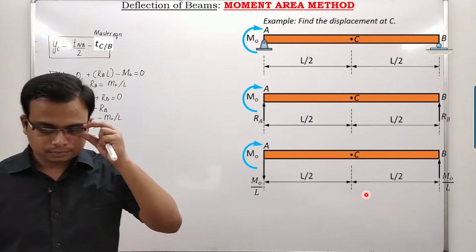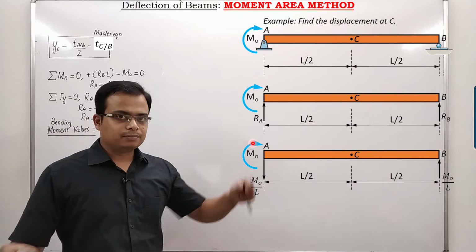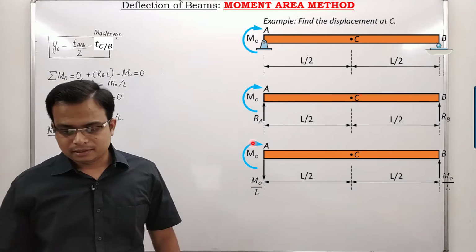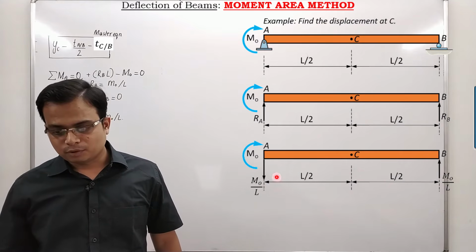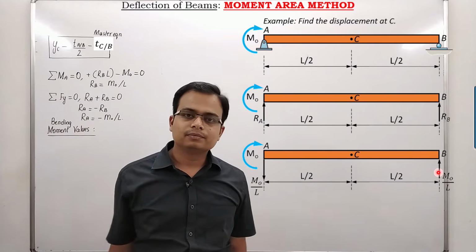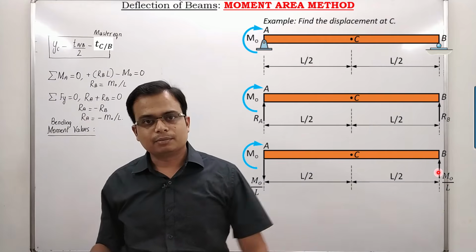Okay, now just think about this. This is a couple, isn't it? Clockwise, and this is the response from the supports. What is the nature? Anti-clockwise, isn't it? A clockwise couple being countered by an anti-clockwise couple.